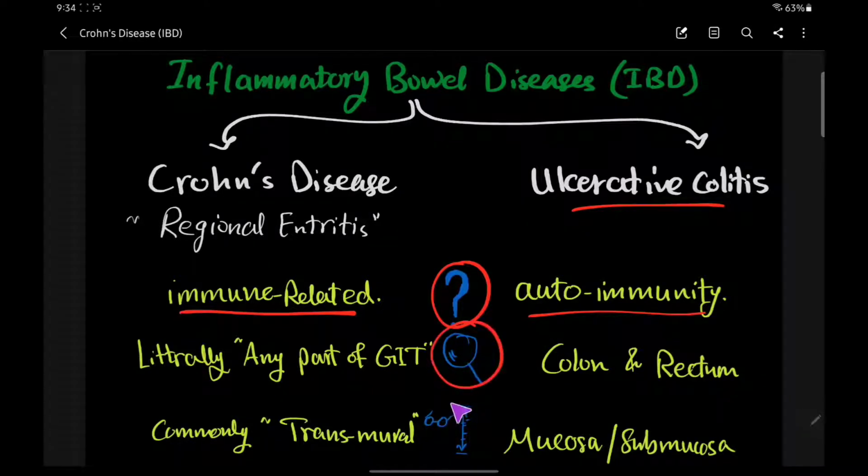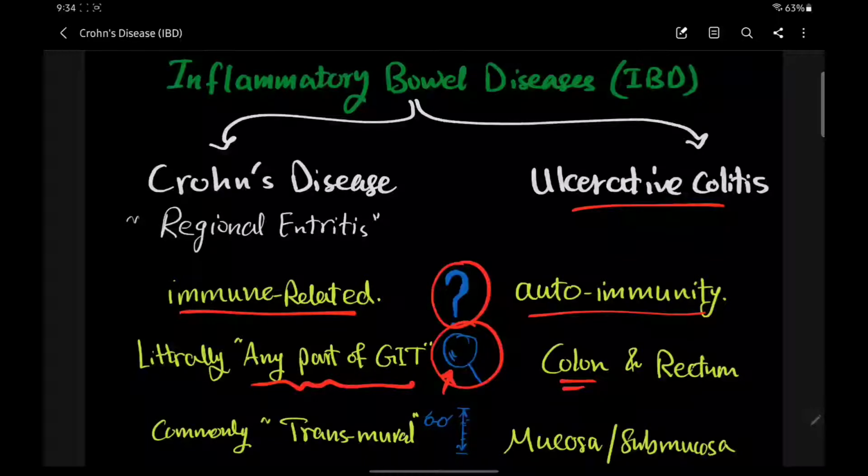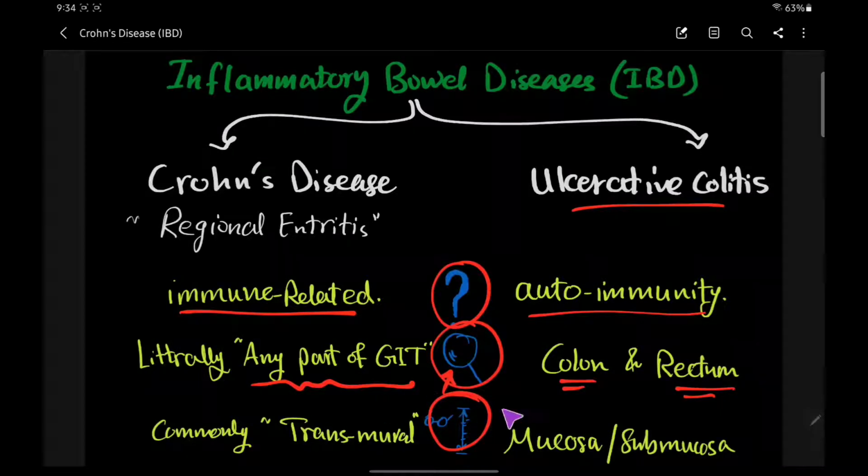However, the distribution within the GIT is very different. Crohn's disease affects literally any part of the GIT. In ulcerative colitis, it most commonly affects the colon, or the large intestine, and the rectum. Now, in the morphology and appearance of both of these diseases, Crohn's disease is commonly transmural. However, ulcerative colitis involves the mucosa and submucosa.